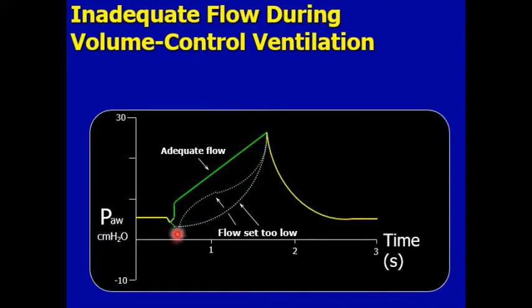So here you can see, this green color is the normal pressure time waveform. This dotted line indicates the inadequate inspiratory flow. So this is called scooping of the pressure time waveform, which is seen whenever there is an inadequate inspiratory flow.